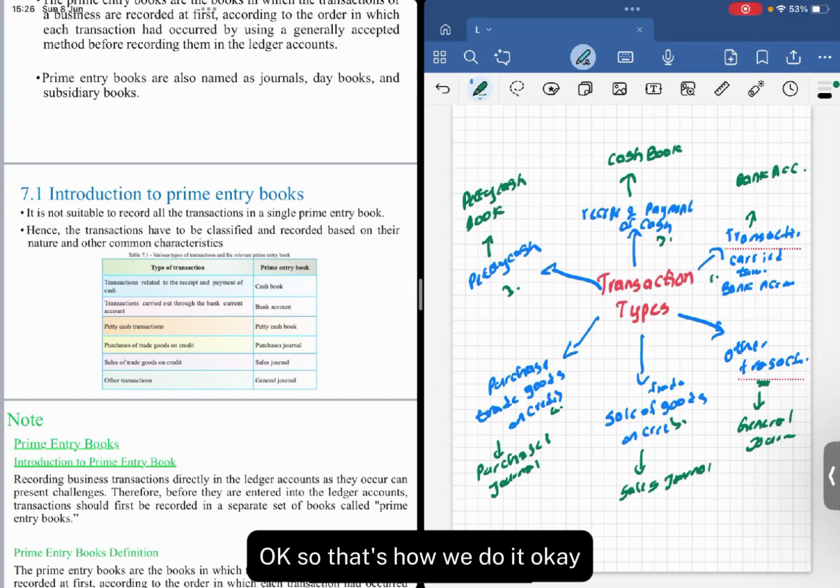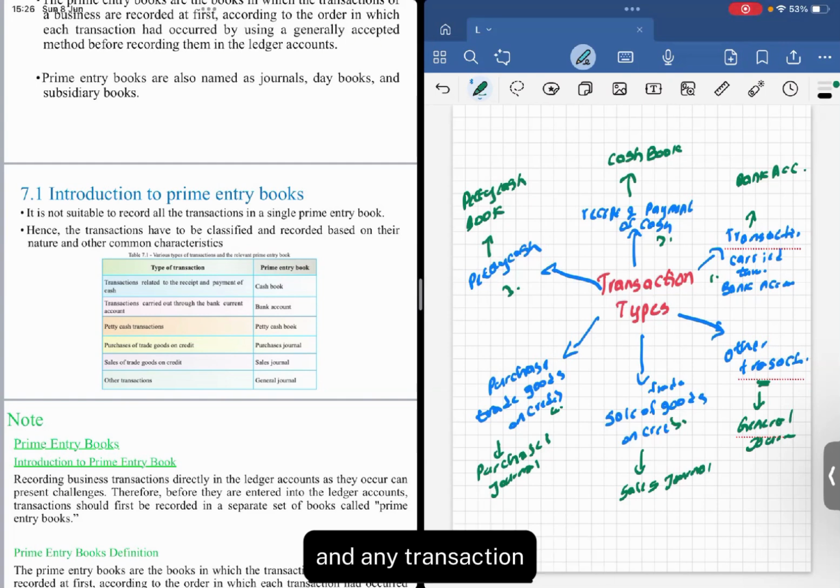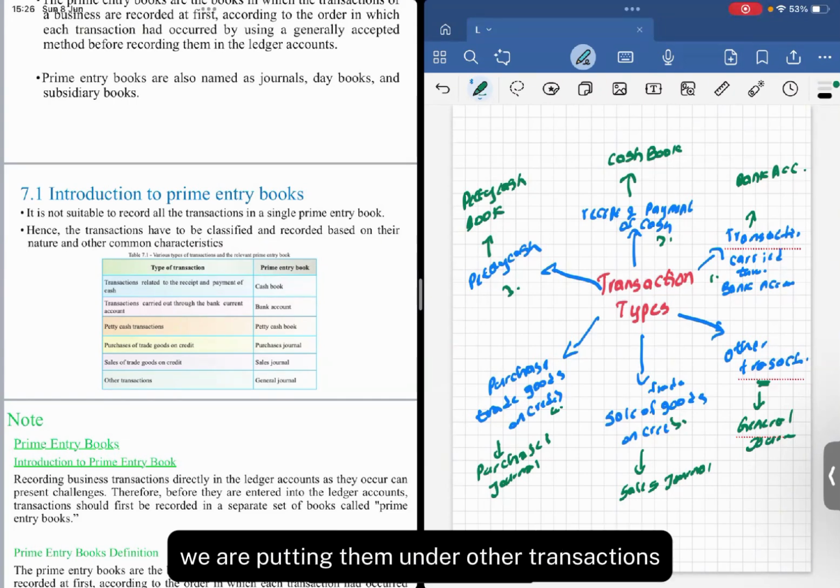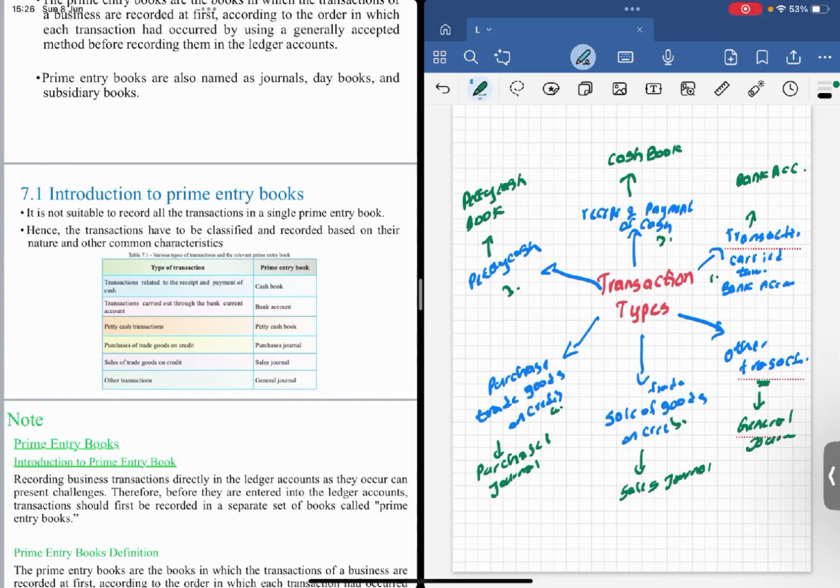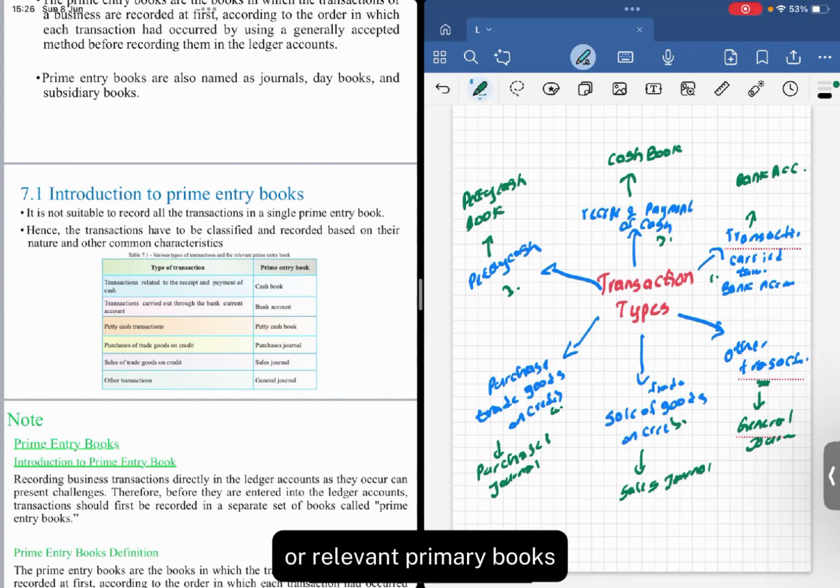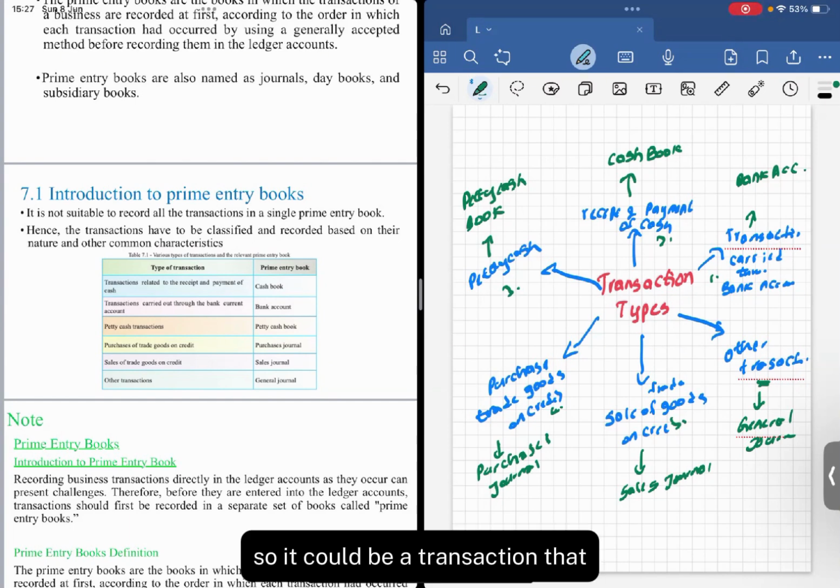Okay, so that's how we do it. Okay, type of transactions, we have different types of transactions which are basically of 5 types, and any transaction that is not falling into these 5 types we are putting them under other transactions and we record them in relevant journal books or relevant prime entry books. So it could be a transaction that is carried out in the bank account. We are recording them in the bank account. Bank account is the prime entry book.